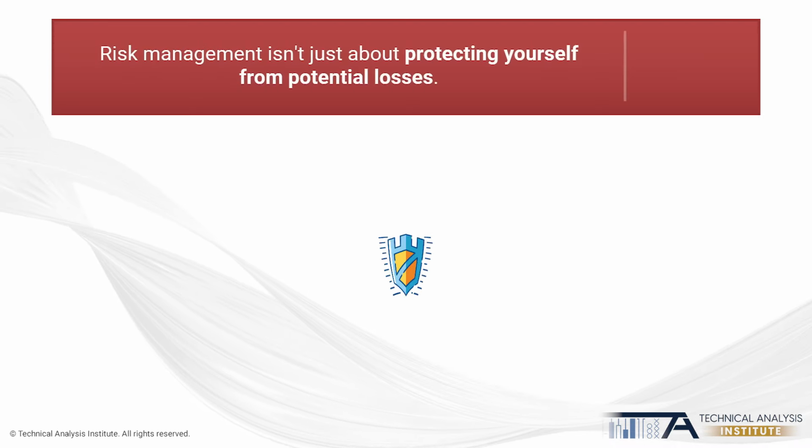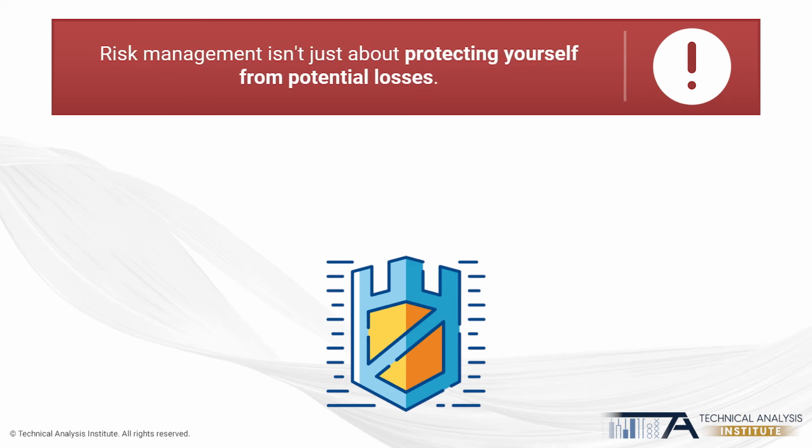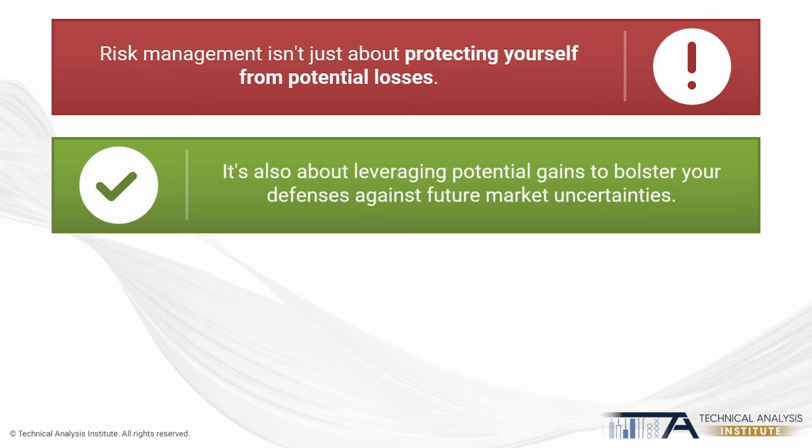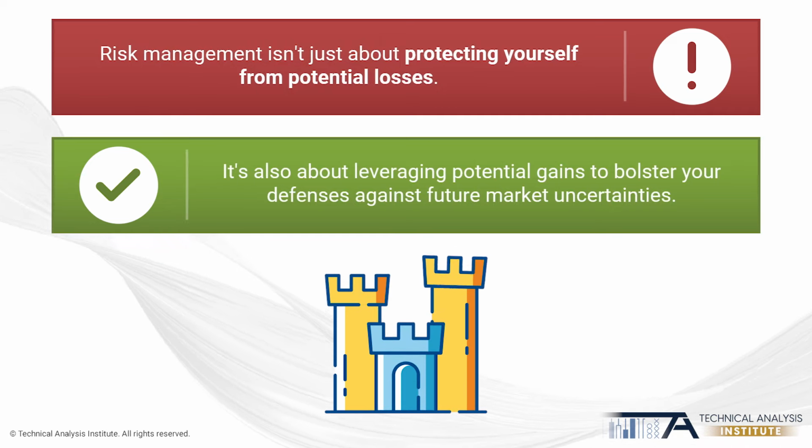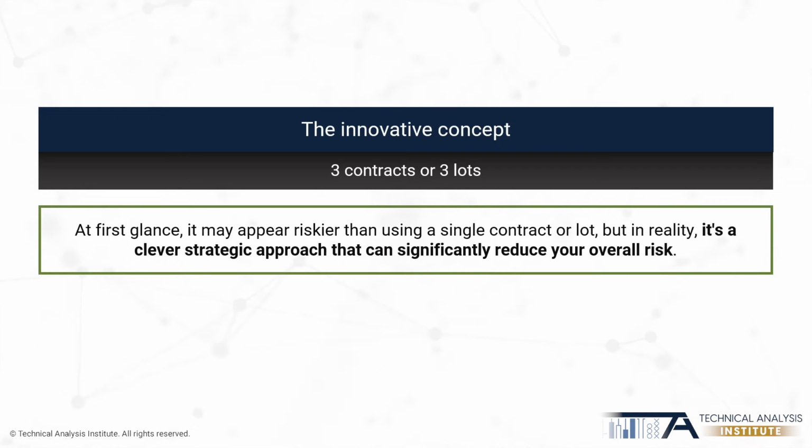But risk management isn't just about protecting yourself from potential losses. It's also about leveraging potential gains to bolster your defenses against future market uncertainties. This brings us to the innovative concept of trading 3 contracts, or 3 lots if you're a forex trader, as a trade unit. At first glance, it may appear riskier than using a single contract or lot, but in reality, it's a clever strategic approach that can significantly reduce your overall risk. Let me give you an example so you can apply it right away.